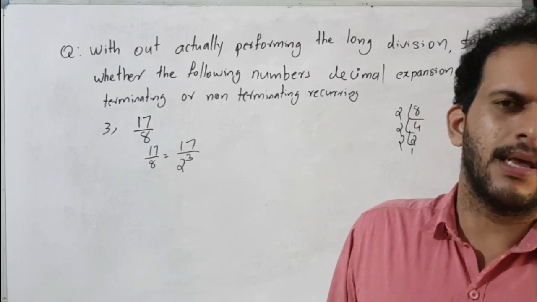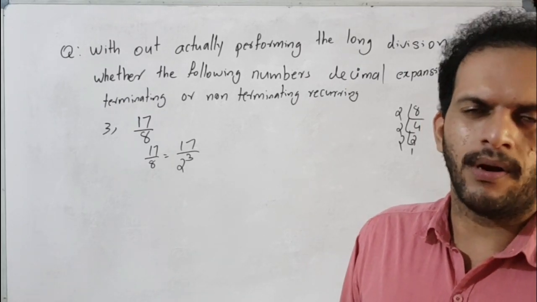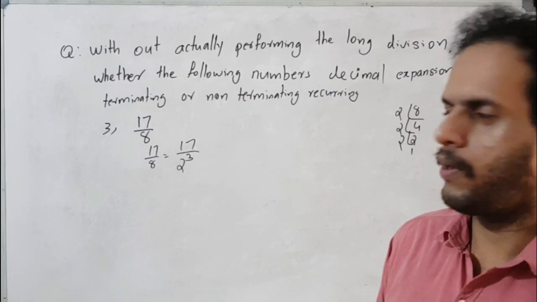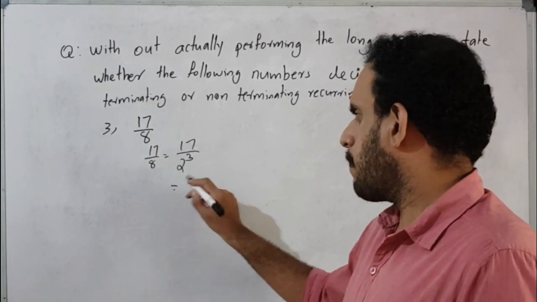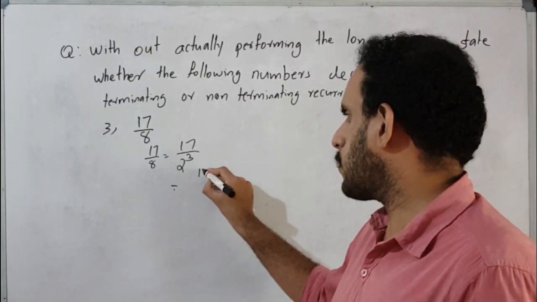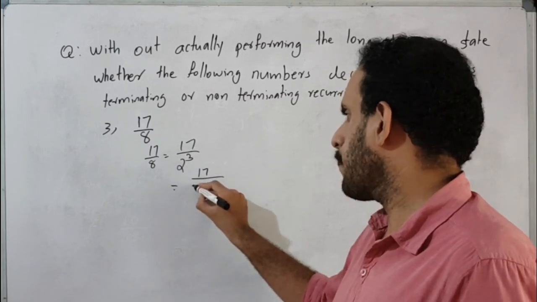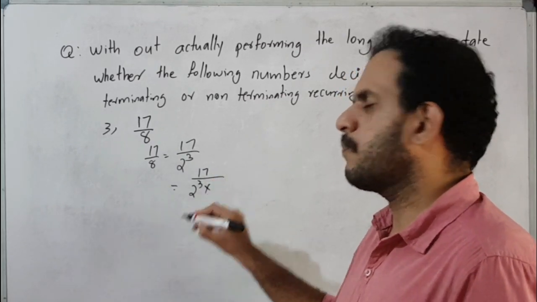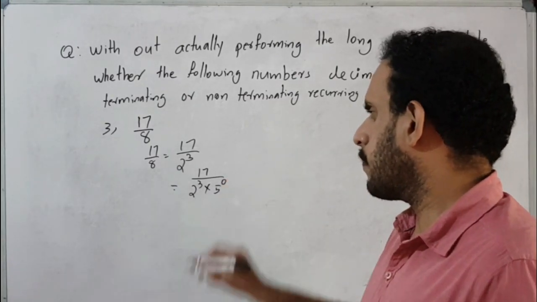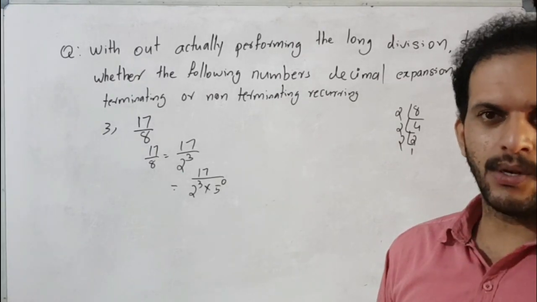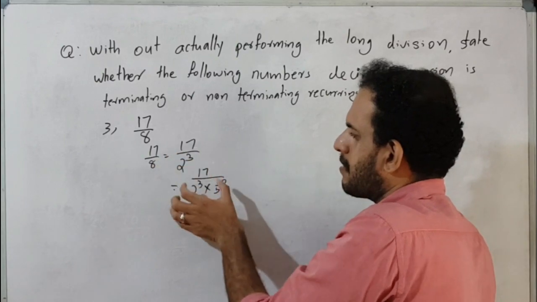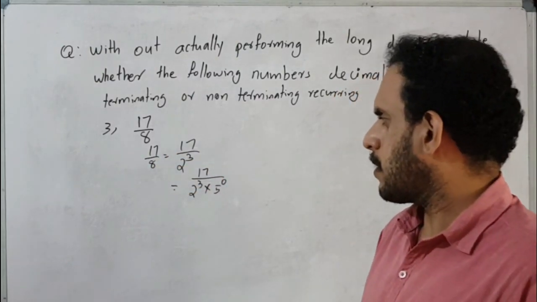Does it contain the 5 there? It does not have the 5 there, but we have the 5 with the power 0. Correct. Then we just rewrite, because we got only the term of 2. So after we rewrite this, 17 by 2 raised to 3 into 5 raised to 0. So 17 by 2 raised to 3 is the same as 17 by 2 raised to 3 into 5 raised to 0.